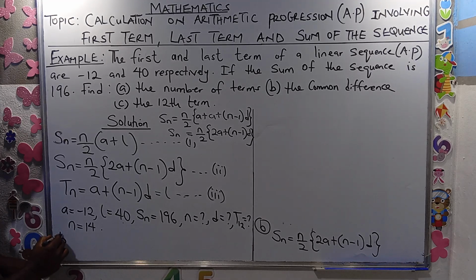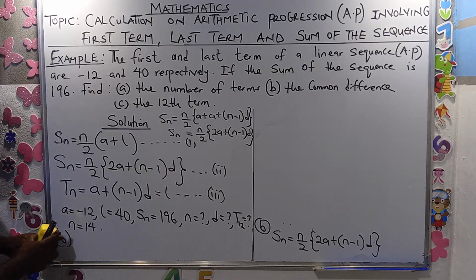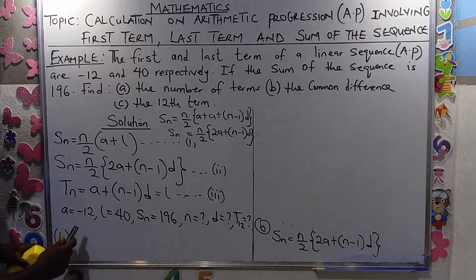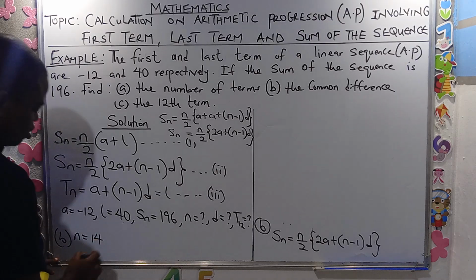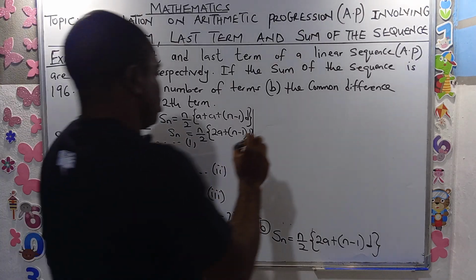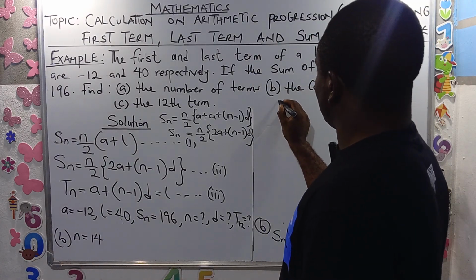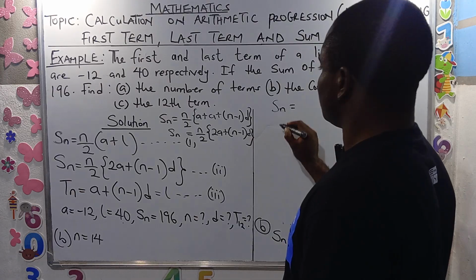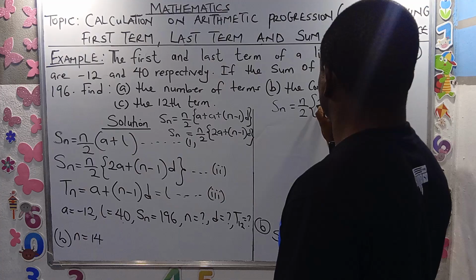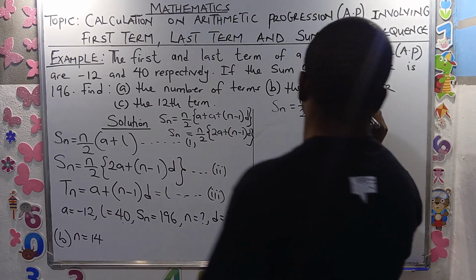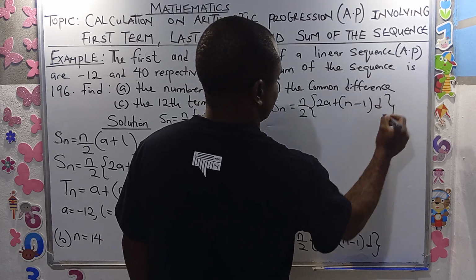Now, okay, let's put it in the second option, second part of the question. N equals 14. Now, let's apply the second formula for the sum. The sum of the AP, or sum of the sequence, equals n over 2, open the curly bracket, 2a plus n minus 1, close the bracket, d.